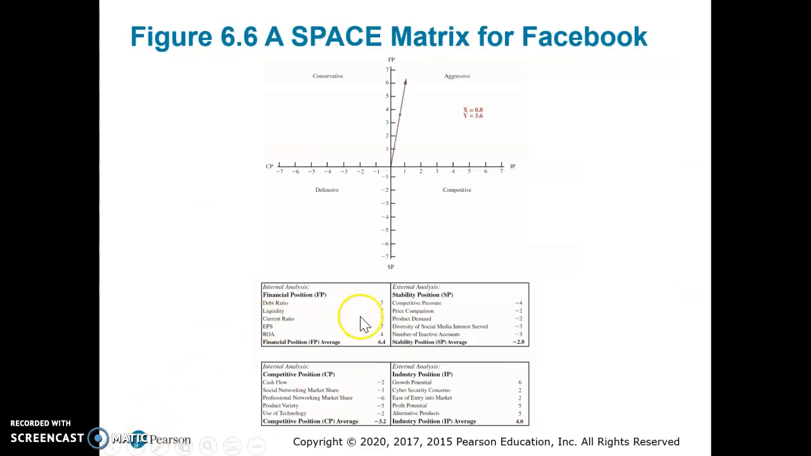All right, and so here you can see we have our internal analysis. So we listed them all. All right, so we had our financial position, our stability position, our competitive position, and our industry position. You can see that we added 6.4 minus our 2.8, and we got 3.6. So on the y-axis, we went up to 3.6. And here we had negative 3.2 plus 4.0 is 0.8. And then we go over to 0.8, and that's where we're plotted. So you add the FP and SP, and you add the CP and IP, and then you plot it. Okay?